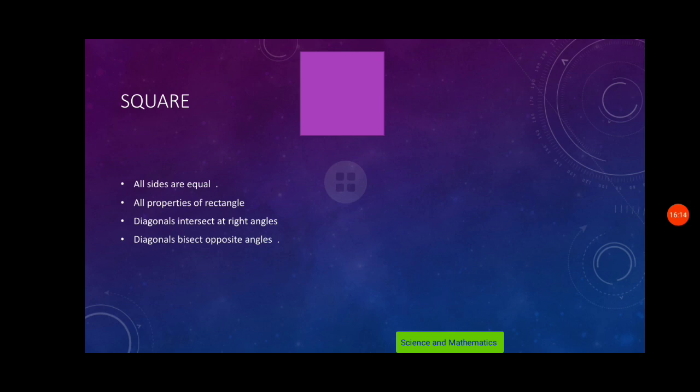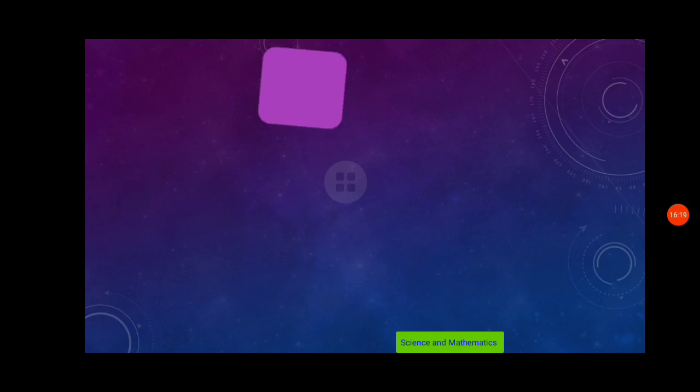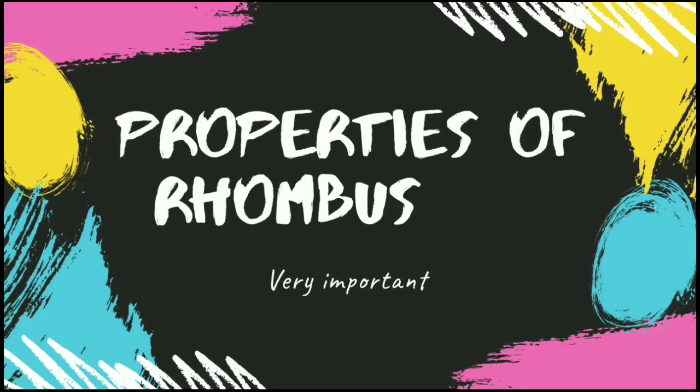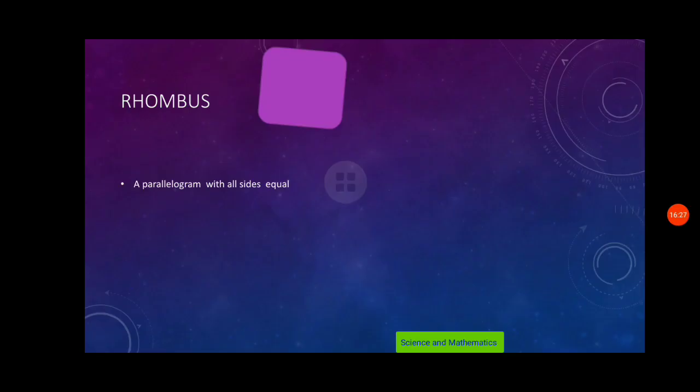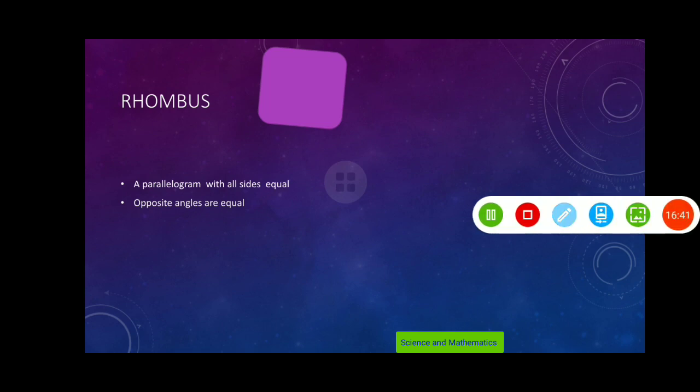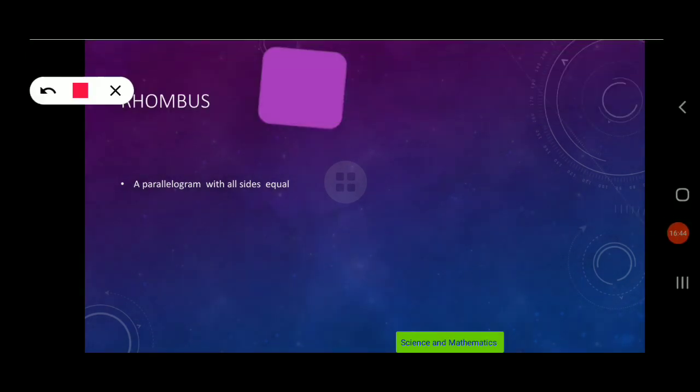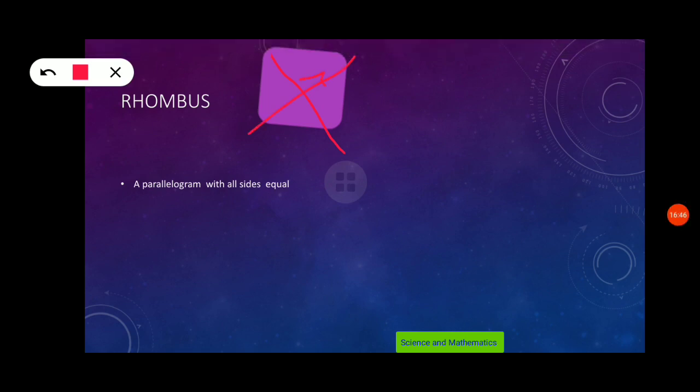Okay, now let's move on to our next quadrilateral, that is rhombus. The first property of a rhombus is that it is a parallelogram with all its sides equal, like that of a square. All its sides are equal, opposite angles are equal, and the diagonals intersect at right angles. When the diagonals intersect, they also form 90 degrees, meaning they intersect at right angles.